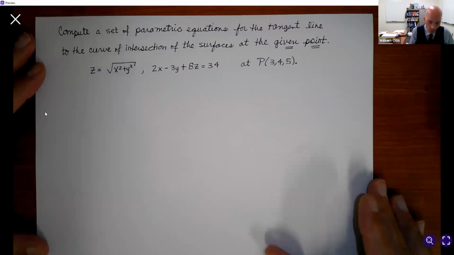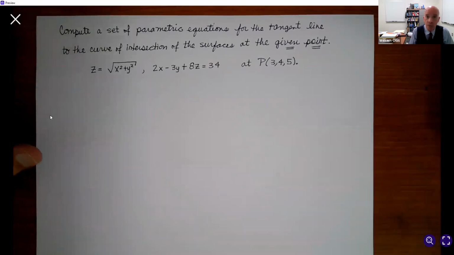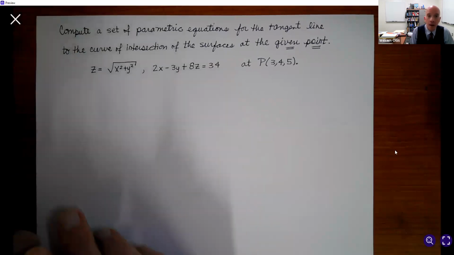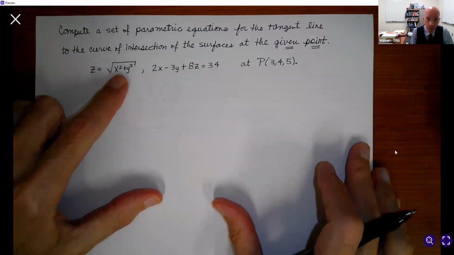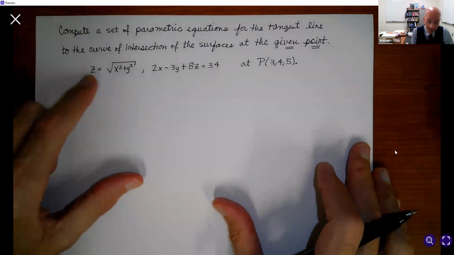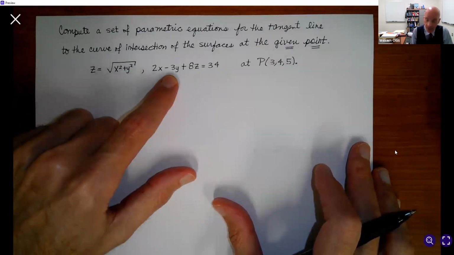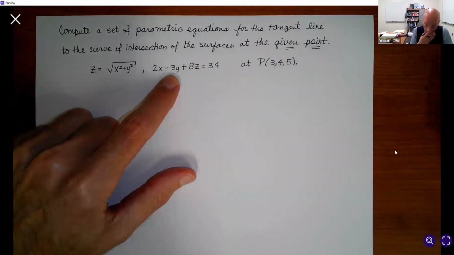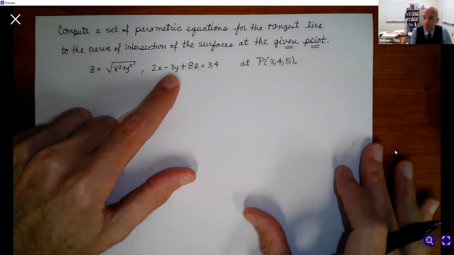For this example, we have: compute a set of parametric equations for the tangent line to the curve of intersection of the surfaces at the given point. We're given the upper nappe of the double cone, that is z equals the square root of x squared plus y squared. And the other surface is a plane, 2x minus 3y plus 8z equals 34.